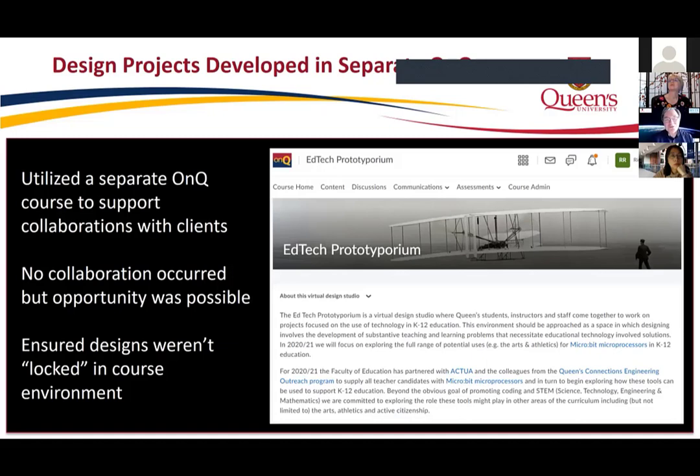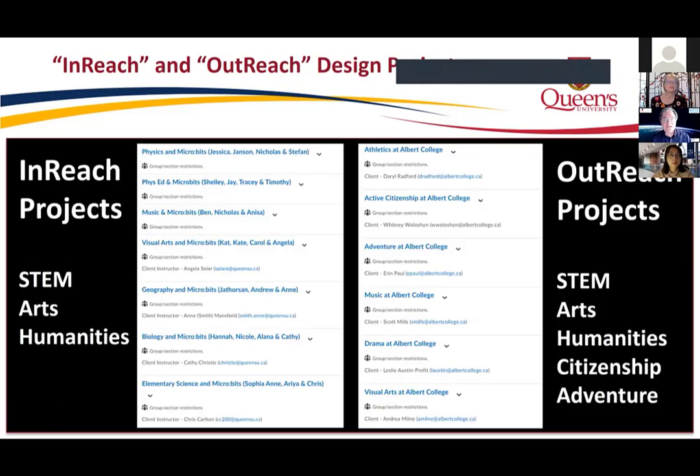But what it did ensure was that the students didn't feel that their design work was locked into the course, because we do have rules about course material and things that students produce. And there was a very clear understanding that this was outside of the course. This was for public consumption eventually, and there was that look and feel to that, and this space gave us a bit of relief to that. We did use the discussion forums to engage in that discussion.